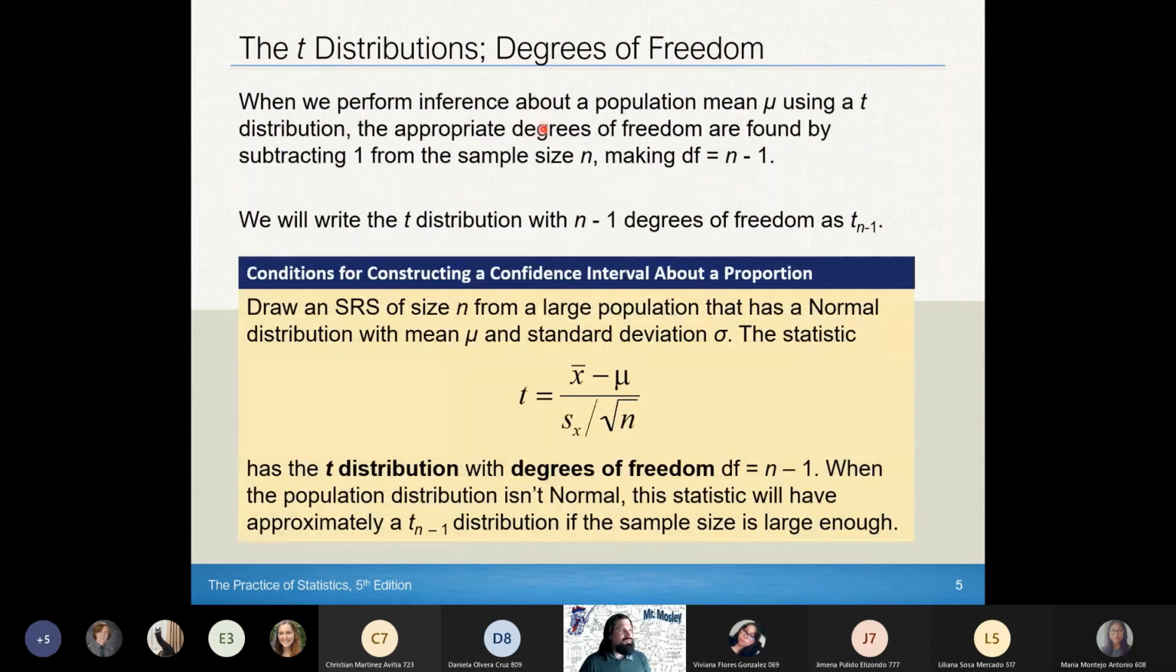So when we perform inference about the population mean mu using a t distribution, the appropriate degrees of freedom are found by subtracting 1 from the sample size n, making df, which is just the notation for degrees of freedom, equal n minus 1. We'll write the t distribution with n minus 1 degrees of freedom as t sub n minus 1.